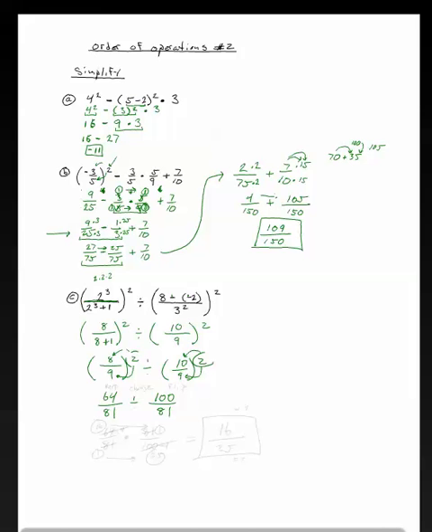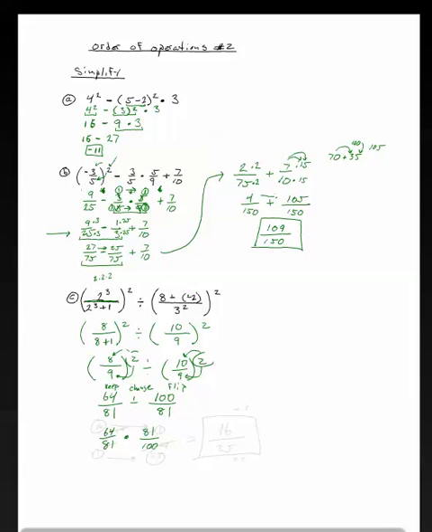And remember, when you're dividing fractions, you keep it, change it, flip it. So we're going to keep the first fraction the way it is. We're going to change division to multiplication. And we are going to flip the second fraction upside down, or take its inverse, or reciprocal. So what we're going to do now is keep the 64 over 81. We're going to change the division to multiplication, and then flip that second fraction, 81 over 100.